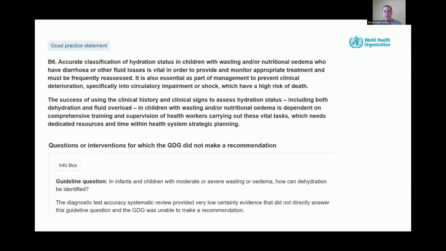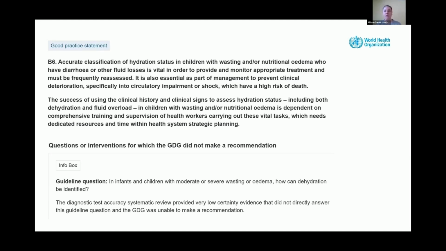We also have a new good practice statement here on accurate classification of hydration status in children with wasting and/or edema who have diarrhea or other fluid losses, and emphasizing the importance of this and monitoring appropriate treatment and frequently reassessing hydration status. I will note that we did commission a DTA review, or a diagnostic review, to look at how dehydration can be identified in children with moderate or severe wasting or edema. And the review provided very low certainty evidence that did not directly answer this question.